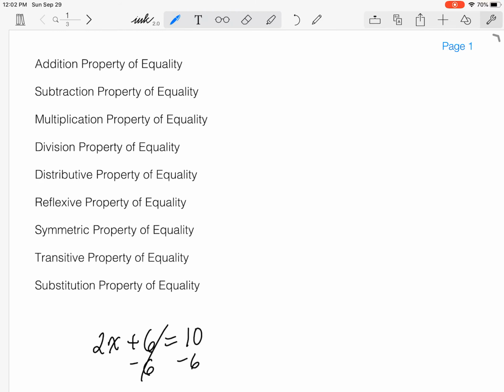Whether or not that's addition, subtraction, multiplication, division, distributive, and then we also have these new ones. They're properties of equality. There's reflexive, symmetric, and transitive. And then, of course, the substitution property is something that's a little bit separate from those. These right here, these are our properties of congruence.